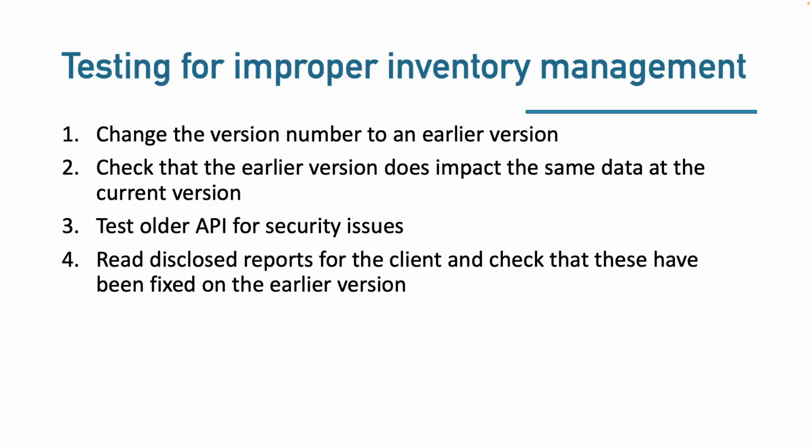If you see a version number in an API, always change it to an earlier version. Check that the earlier version is impacting the same data as the live version, or even if it's not impacting the same data, that somebody could potentially still be using it. Test older APIs for security issues, even if you think, oh, this is version 1, they've probably fixed everything by now. Still test it. Have a look at disclosed reports for the client you're looking at and see whether they've actually been fixed or if they've been reintroduced, because that does sometimes happen, and I've seen that get reported. As long as the vulnerability is in the end state, they'll still accept it.